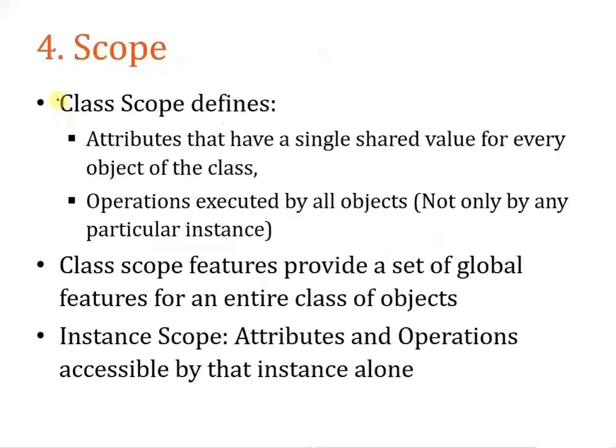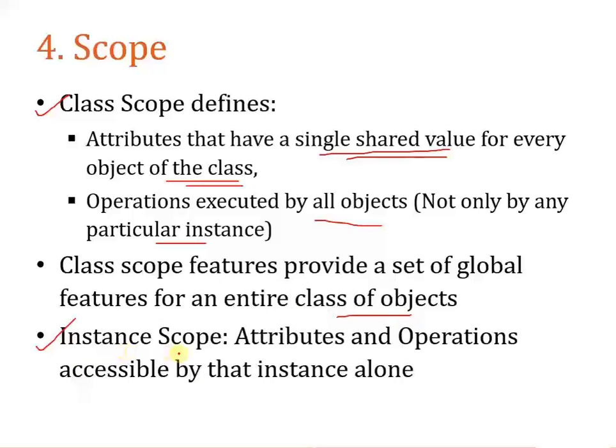Next focus is called scope. There are 2 different scopes which can be represented in a UML class diagram. One is called class scope, the other one is called instance scope. The meaning of class scope is attributes that have a single shared value for every object of the class, like the static value which we use in Java. Operations are executed by all the objects, not only by any particular instance. So any attribute or any operation which can be called and accessed by the complete set of instances is said to be class scope. Class scope features provide a set of global features for the entire class of objects.